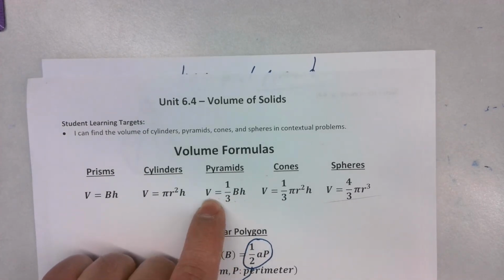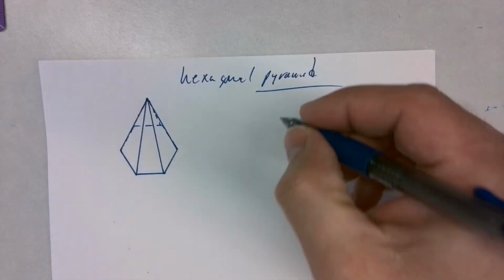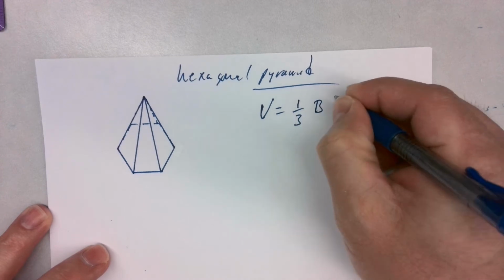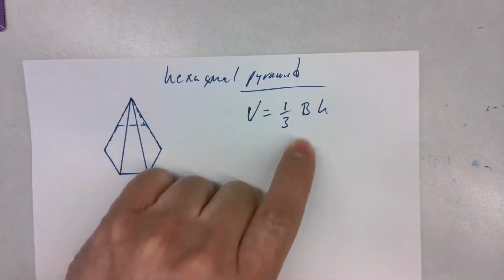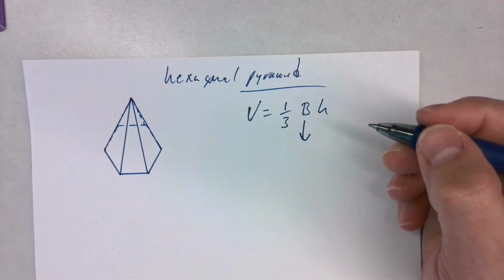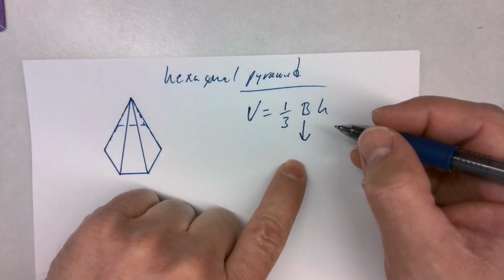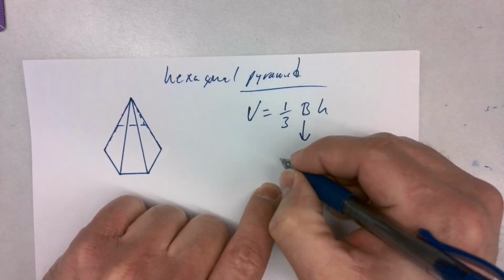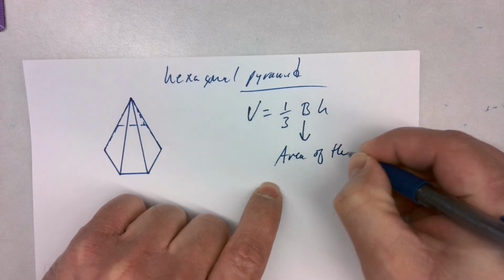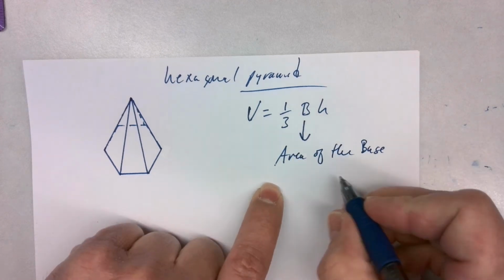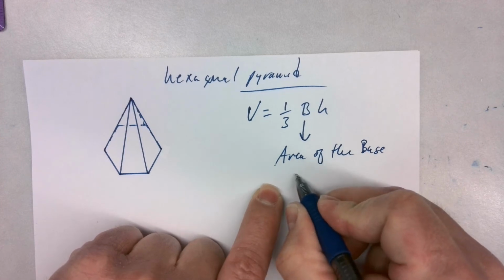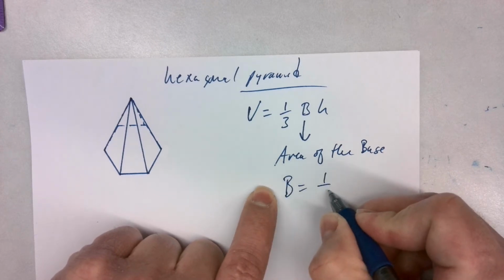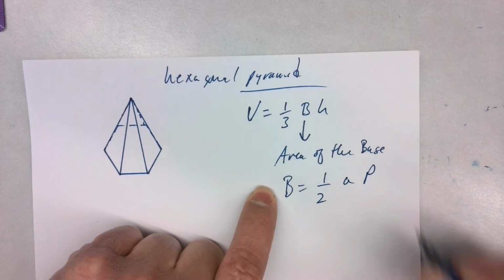So for a pyramid, the volume is going to be V equals 1/3 big B times H. Now I've got to go back and remember from the bottom of this what big B is. Anybody remember what big B was? The base. Okay, big B is the area of the base. And do you remember what the formula for that was? Big B is 1/2 the apothem times the perimeter.